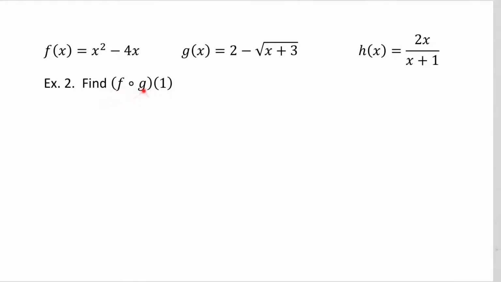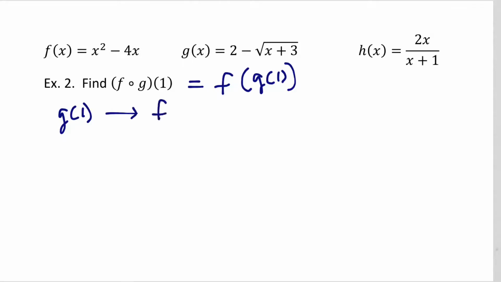Okay, example 2 says find f of g of 1. So the f and the g are in reversed positions on example 2. So this time we're going g into f. So we're trying to find here, this is the same thing as saying find f of g of 1. So we're going to find g of 1, and then we're going to take that number and we're going to plug that into the f function, and then we're getting a real number as a result.